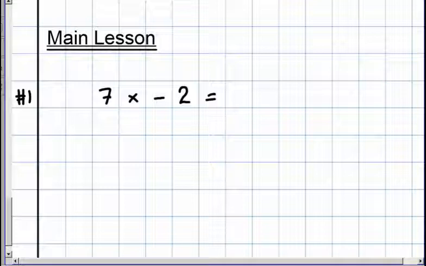What we do is this. First, we work out what 7 times 2 is. What is 7 times 2? 12. No. 14. 14.